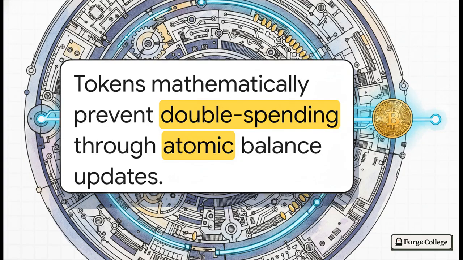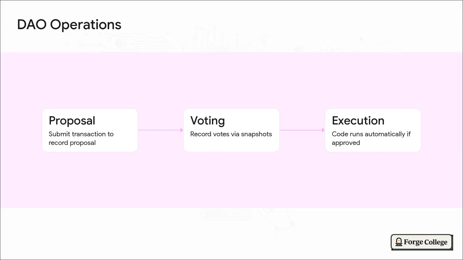So when you send a token, the contract performs an atomic balance update, meaning it subtracts the amount from your account and adds it to mine at the exact same millisecond. It's all or nothing. Next up, we have DAOs, or decentralized autonomous organizations.